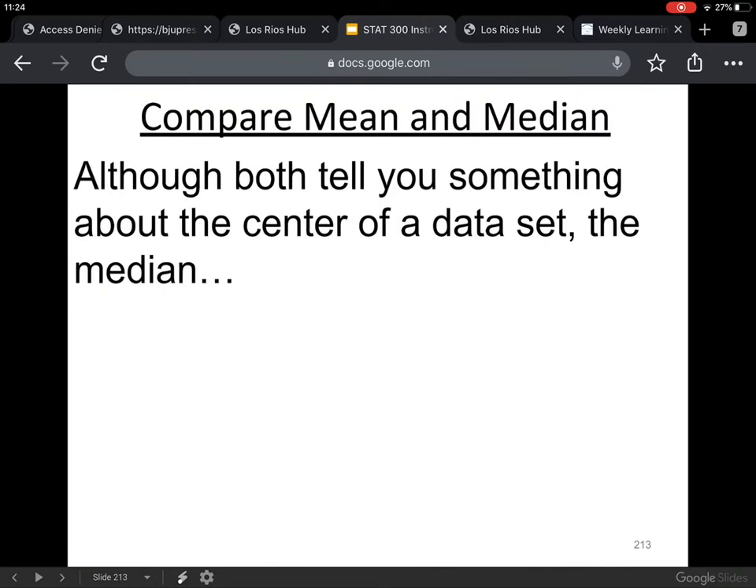Let's compare the mean and the median. They're both measures of the center. And so I'd like you to stop this video and just think about how you'd finish the sentence. Although both tell you something about the center of the data set, the median... just think about it, pause. Again, please pause the video and just think about it for 10 seconds.